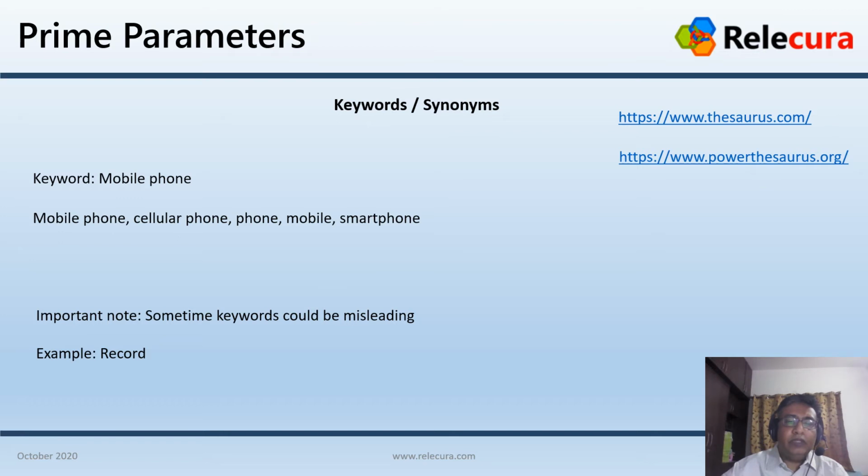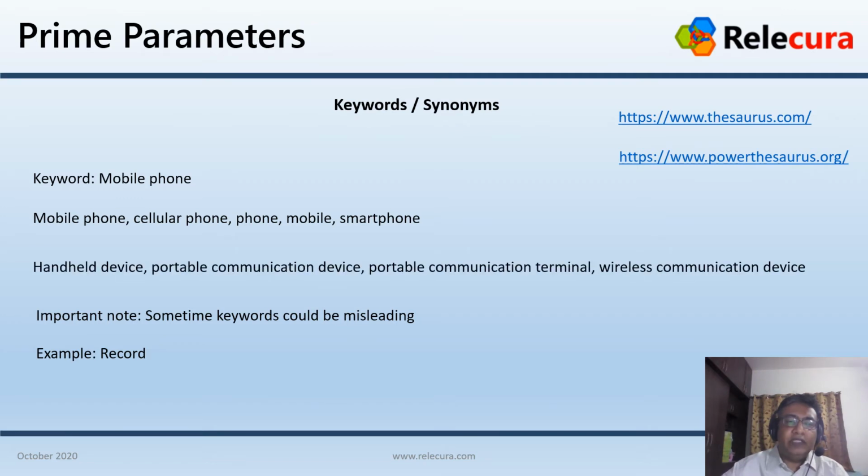Here, important thing to mention is that these are not the only keywords which can be used for mobile phone. It can be used as wireless device, handheld device, portable communication device, or wireless communication device. So it's very important to use most of the relevant keywords and synonyms in order to cover your prior art search or the invention. Second important thing when we are using the keywords is that sometimes keywords could be misleading.